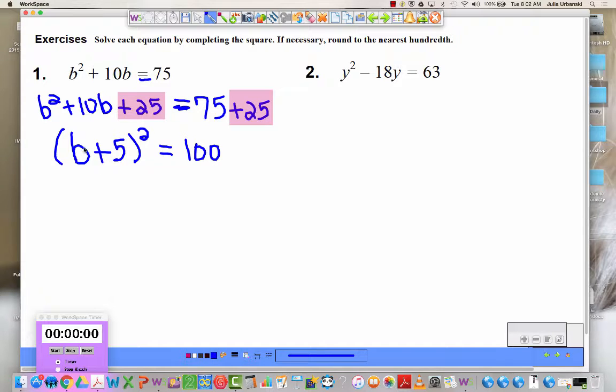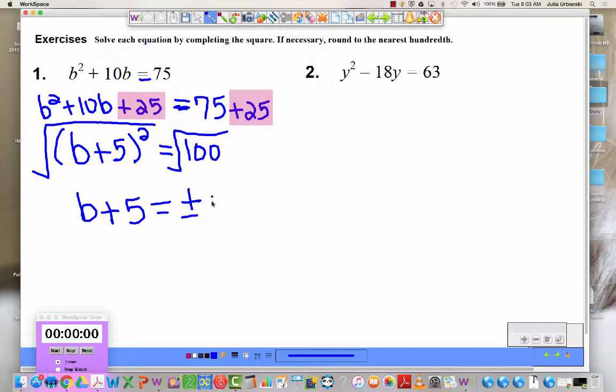Okay, now, this part's not too hard right here. You take the square root of both sides, and the only thing that does for you is make the square root go away. So now you're left with just the b plus the 5. The square root sign went away, the square sign went away. Equals the square root of 100, which is 10 or negative 10.